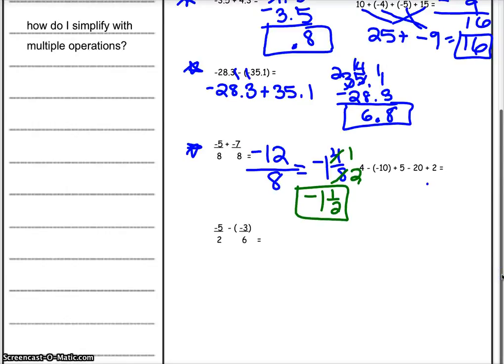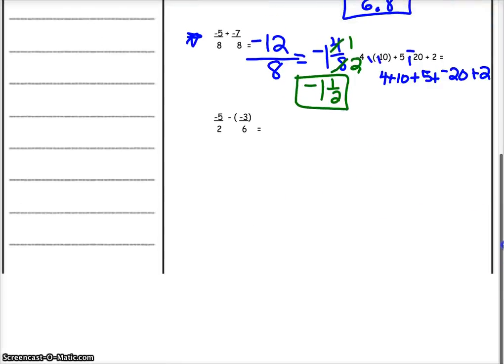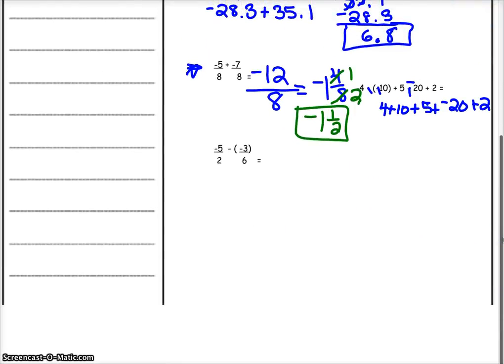When you're given a long expression like this, you want to change anything you can. Okay? So now I got 4 plus 10 plus 5 plus a negative 20 plus 2. Combine all my like signs. So there's a lot of lines going on here. Alright, I'm combining all of these. So 14, 19, 21 plus a negative 20, which is 1.